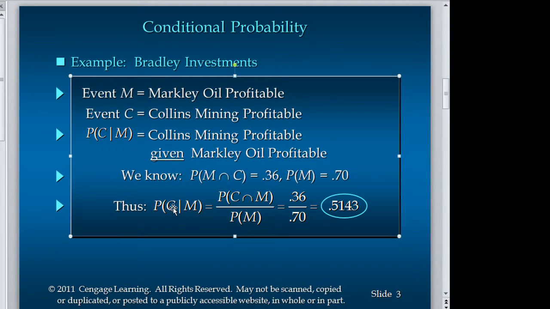Remember, this was C and M. What goes under? The given part goes under. Now we previously calculated this probability, probability of C and M, and we also know the probability of M, which is 7%. We're referring back to the previous two lectures. We have all this calculation. You put it in the calculator, and that's what you get, and that's how you figure out the conditional probability.